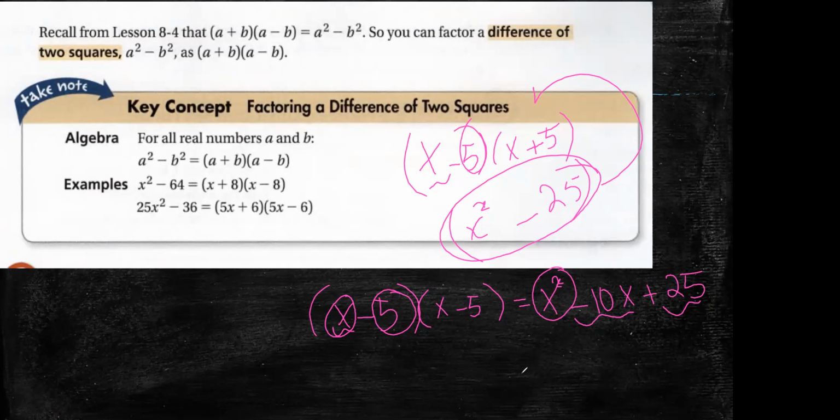Now, for all real numbers a and b, if you have a squared minus b squared, the first step, I will open two brackets. I have a squared, one a here and a second a here. B squared, one b here and a second b here. Then, if I have a difference of squares, one must be plus and the second must be minus.